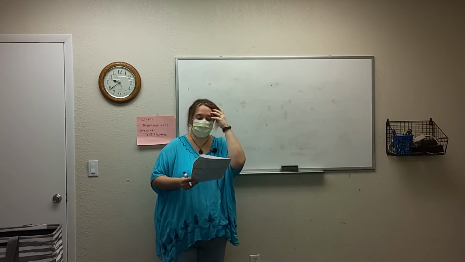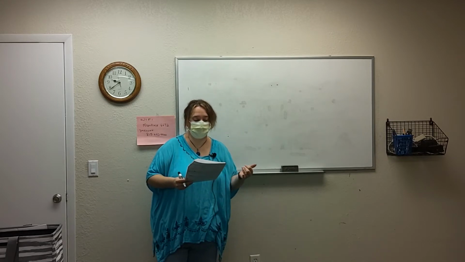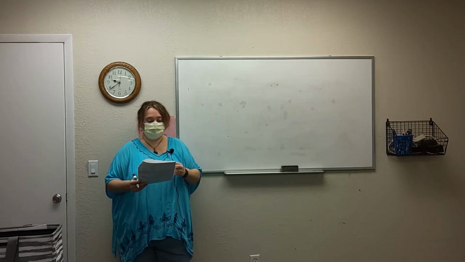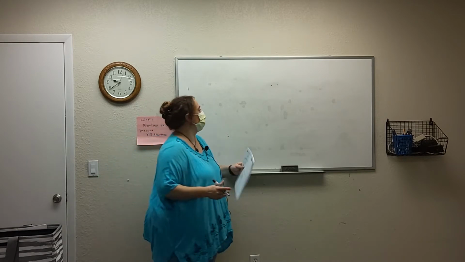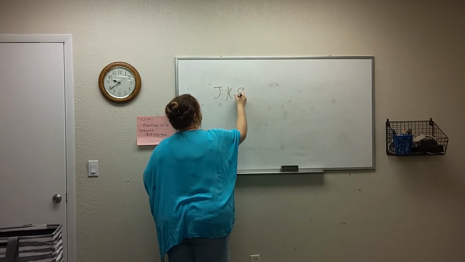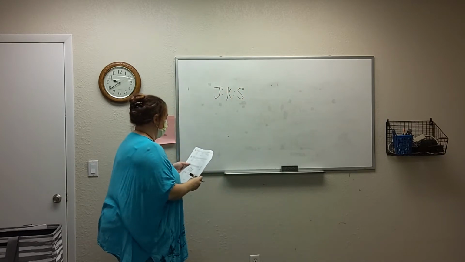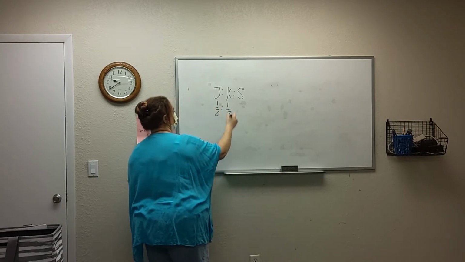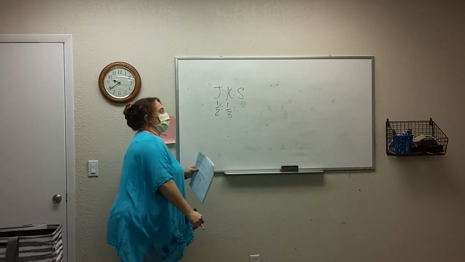Jerome, Kevin, and Seth shared a sub sandwich. Jerome ate half the sandwich. Kevin ate a third of the sandwich, and poor Seth got the rest. What is the ratio of Jerome's share to Kevin's share to Seth's share? All right, so our goal here is Jerome to our buddy Kevin to poor Seth. Jerome got half. Kevin got a third. We all know what Seth got.